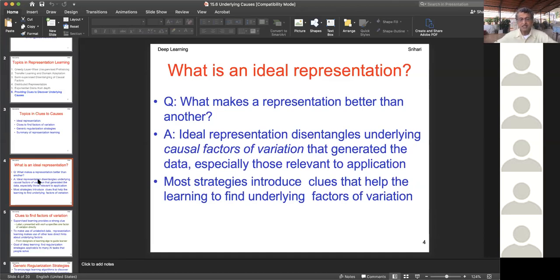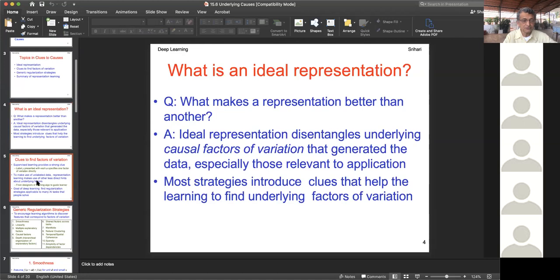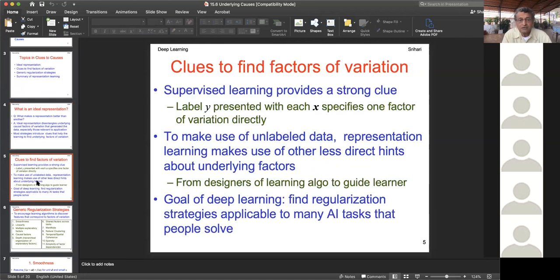And most strategies introduce clues that help the learner find the underlying factors of variation. So we say in the learning process, we need to introduce some clues, clues to find the factors of variation. Well, one major clue is, if the problem is supervised learning, then that itself is a clue. Supervised learning provides a strong clue. The label Y presented with each X specifies one factor of variation directly.